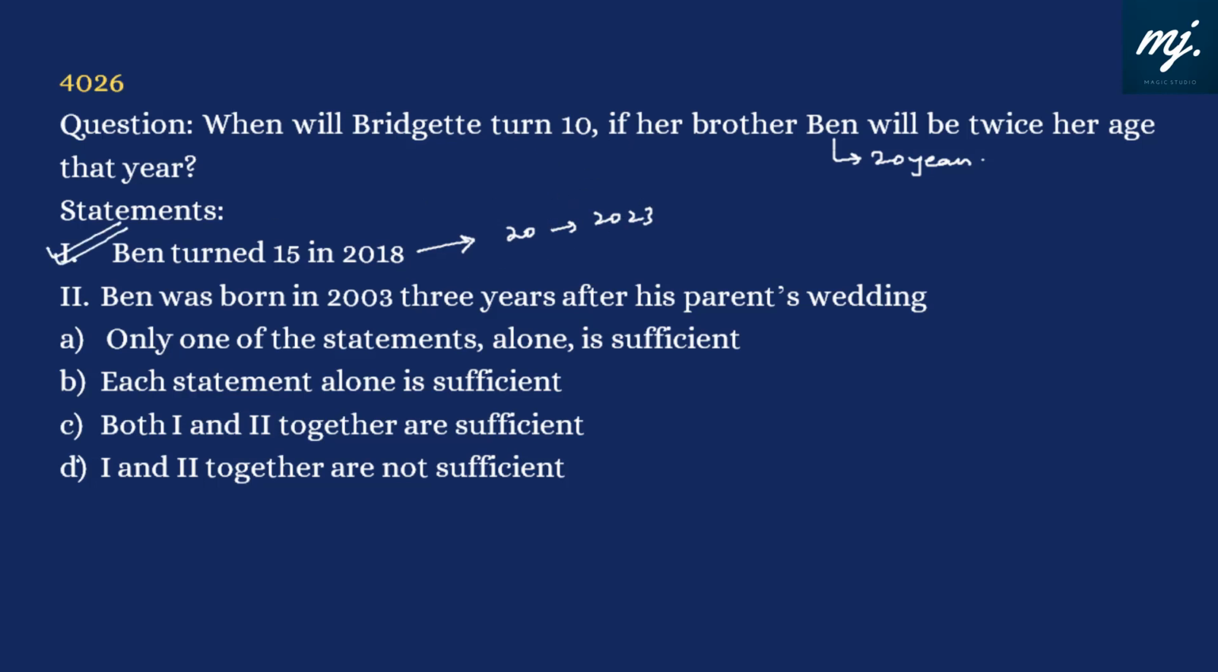Statement 1 alone is sufficient to answer the question. Statement 2 says Ben was born in 2003, 3 years after his parents' wedding. That is an unnecessary piece of information. Ben was born in 2003. That's it. That means Ben will turn 20 in 2023 and then Bridget will turn 10. That means statement 2 alone is also sufficient to answer this. So my pick would be each statement alone is sufficient to answer the required question. I'll go with option B.